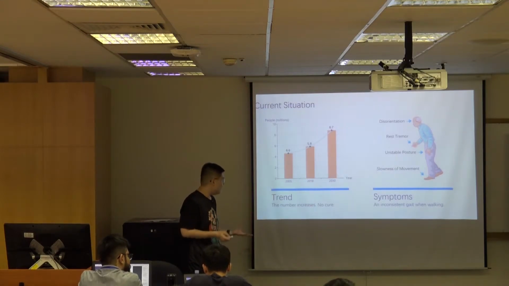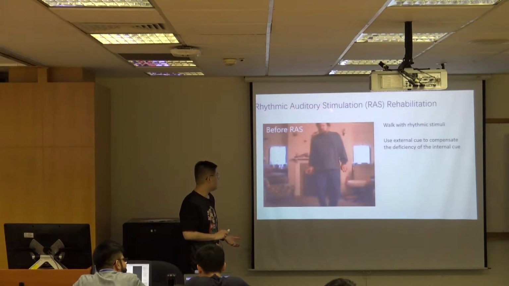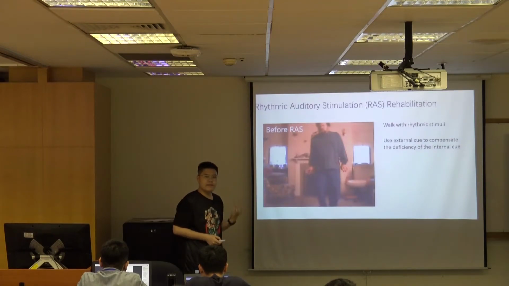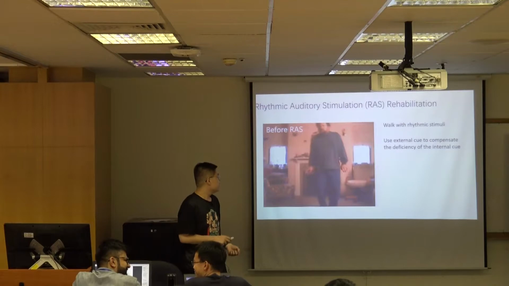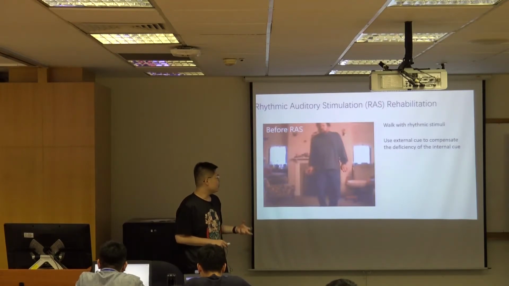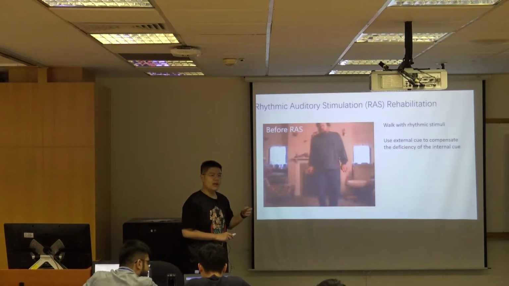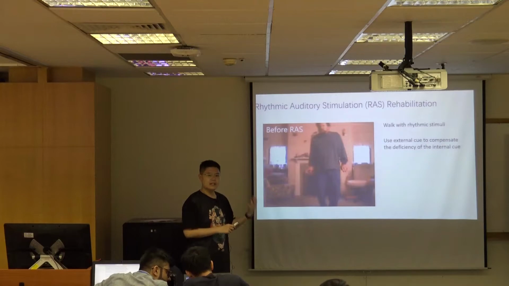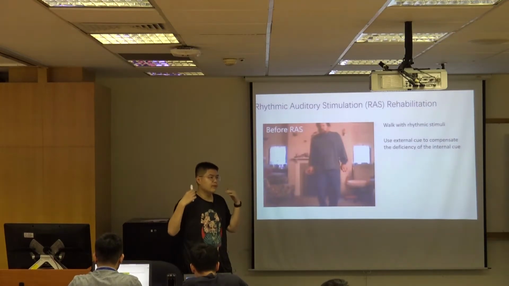That is very sad, but fortunately, rhythmic auditory stimulation, RAS for short, is shown to be very helpful to improve the gait of the people with Parkinson's disease. So in RAS, a patient will walk with a rhythmic stimuli. Usually it's a metronome. And the rhythm of the stimuli will serve as an external cue to compensate the dysfunctional internal cue of the patient's brain.